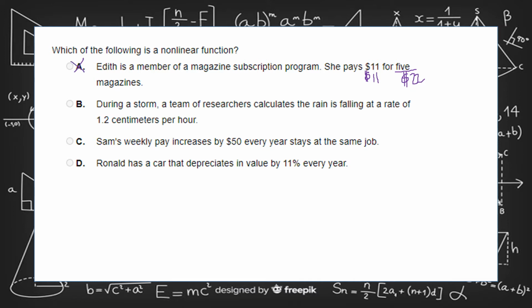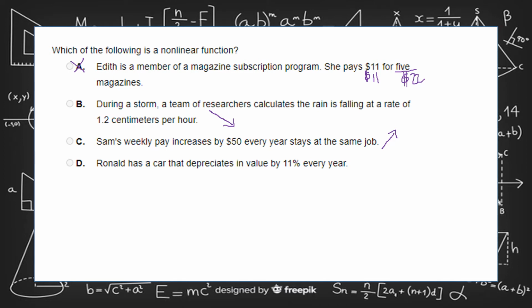During a storm, a team of researchers calculates the rain is falling at a rate of 1.2 centimeters per hour. So that means it's going down by a constant rate. Sam's weekly pay increases by $50 every year he stays at the same job, so it increases by the exact same amount every single year.